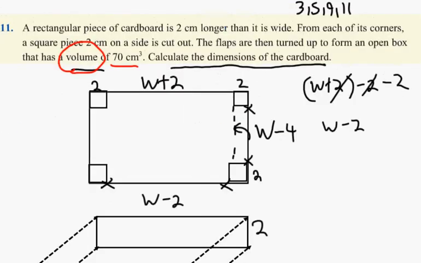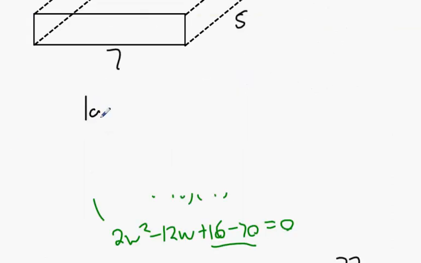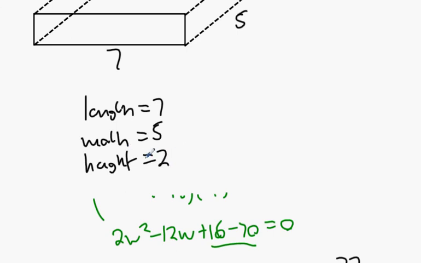And which one's the bigger number? The length is the longer one. So the length is the longer one, okay? So length is 7, width is 5, height is 2. Before you leave any question, make sure you read the language, target the answer specifically for that question.